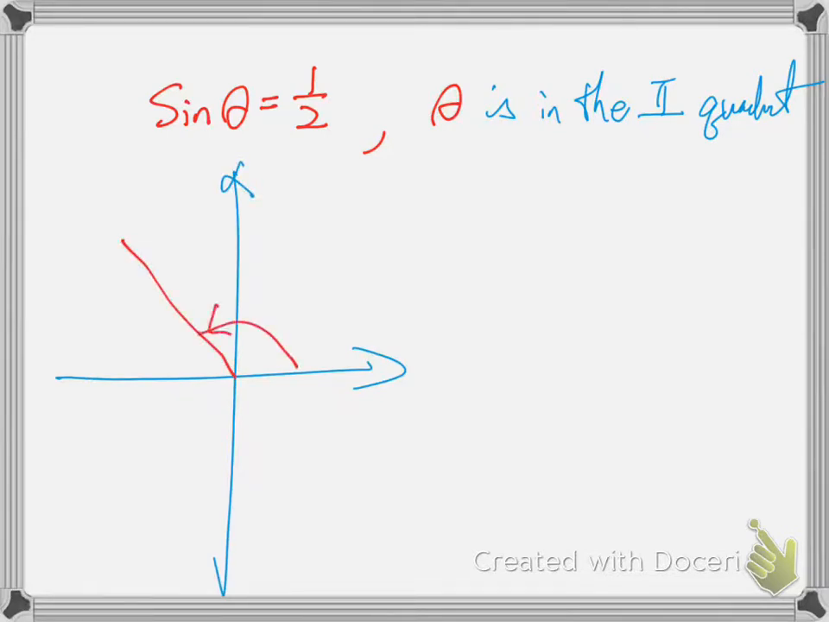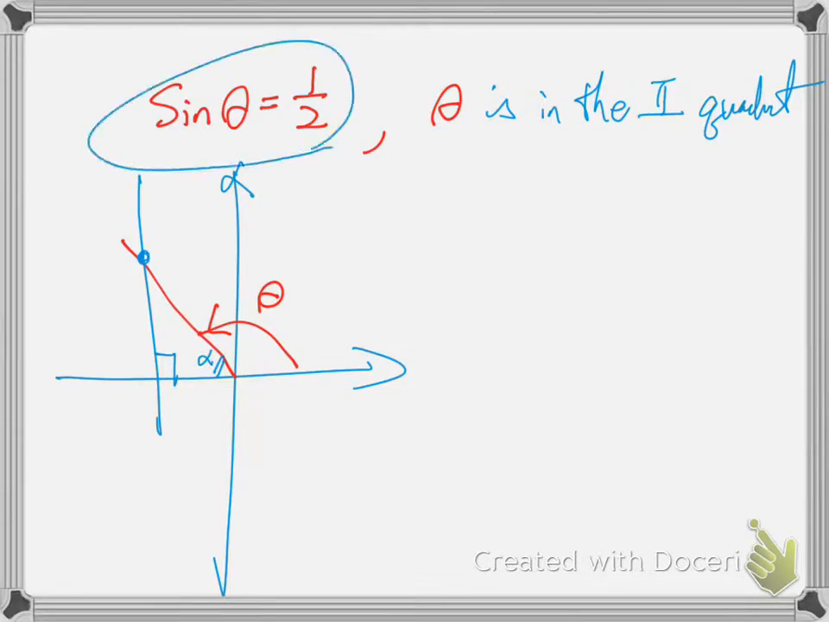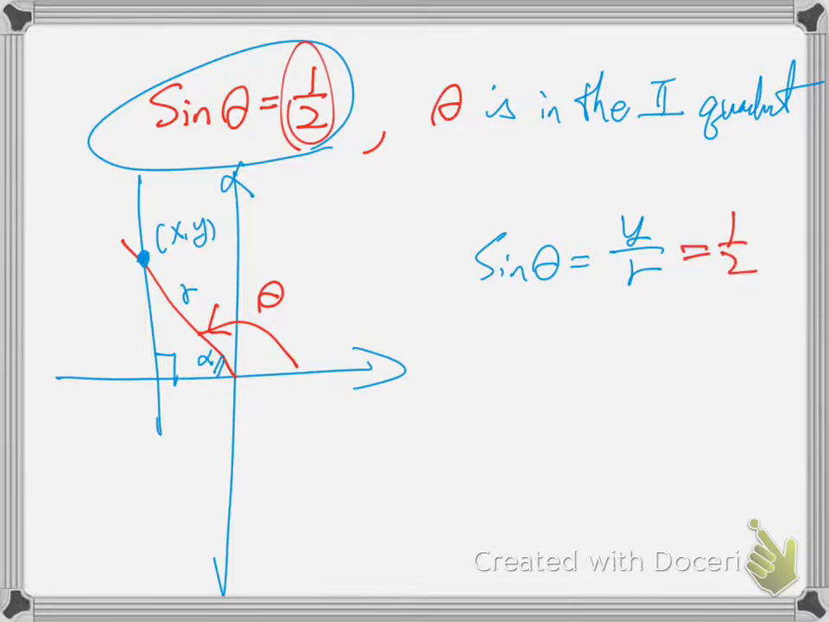So this is our angle theta, and then we make the reference right triangle for this angle theta. The acute angle inside here is alpha. Now we use the definition of sine. This point is xy, the hypotenuse is r. So sine theta is y over r, and it's given as 1 over 2, so we can assume y is 1, r is 2. Maybe there are multiples of 1 and 2, but here we don't know.